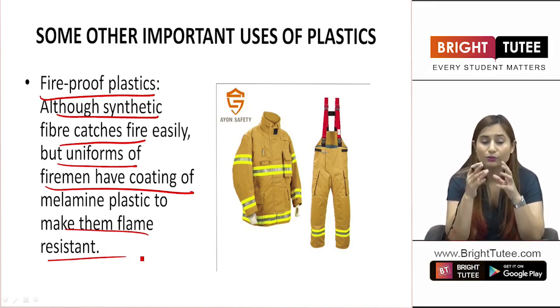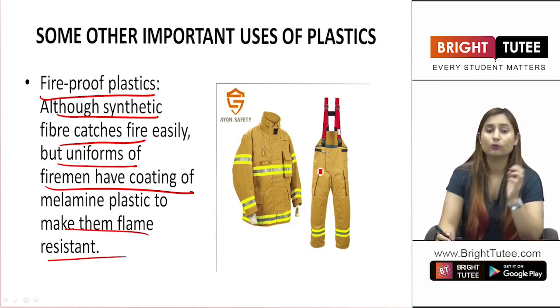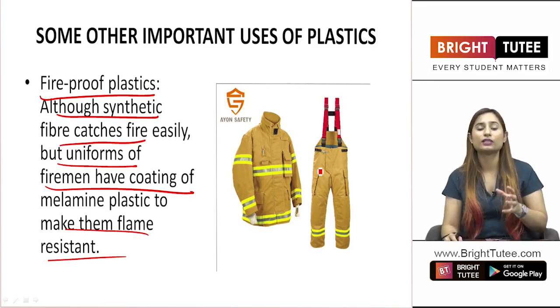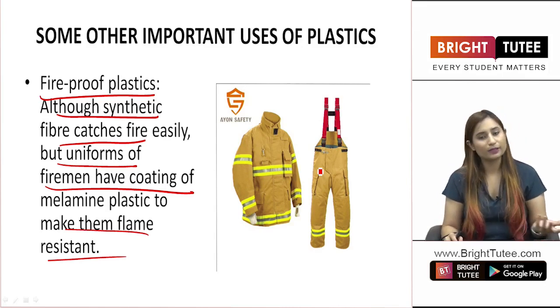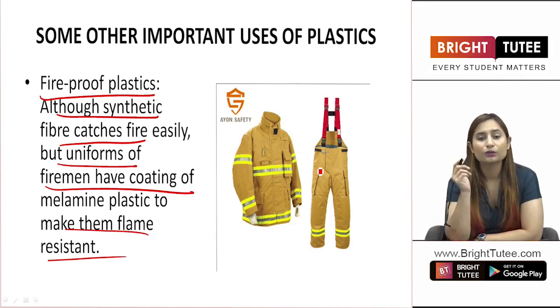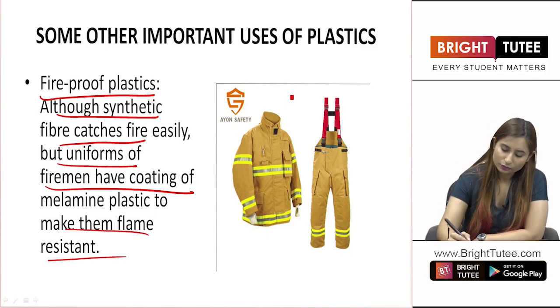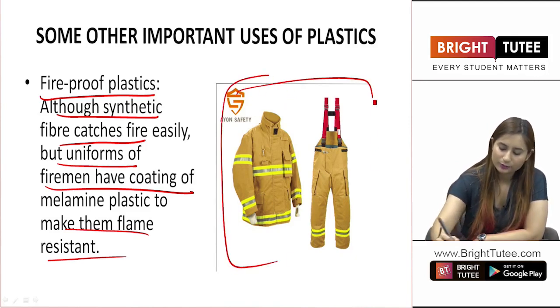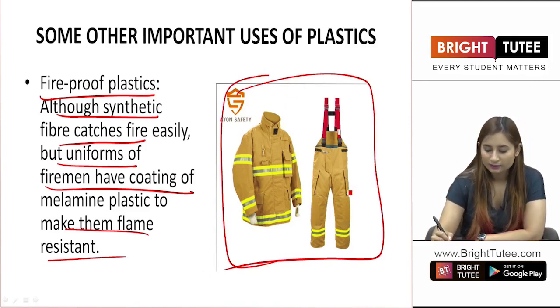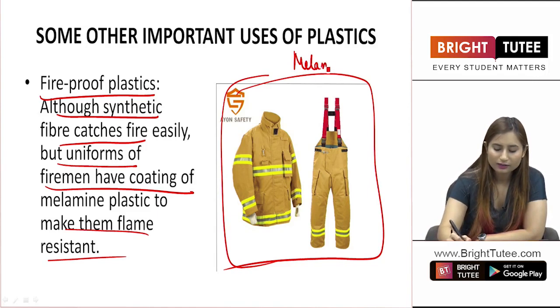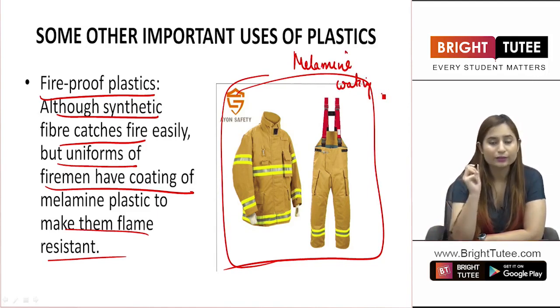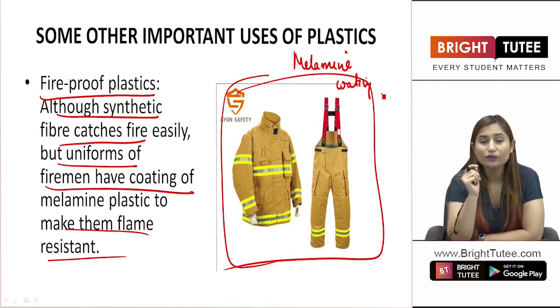Basically, melamine is a very poor conductor of heat and it resists fire. That is why we use it to provide a layer on the clothes of firemen, which are made up of synthetic fiber. These layers provide fire resistance to these clothes and hence can be used by people of the fire brigade for their job. So this is a picture in which you can see a uniform. Here we have a melamine coating on the clothes, right students? This is another very important use of plastic.